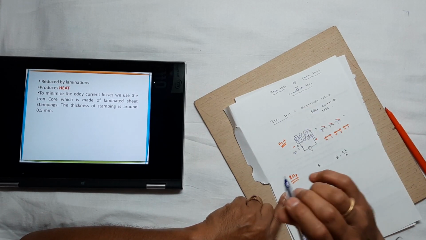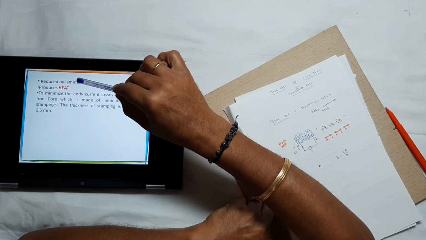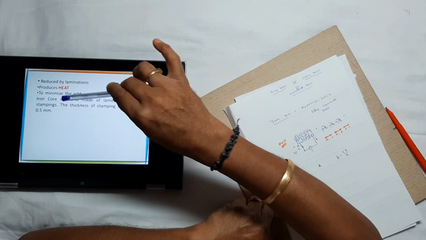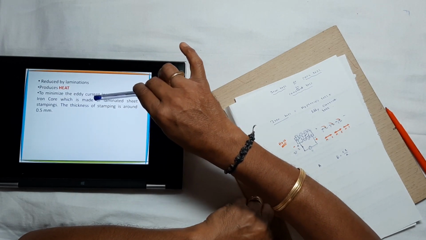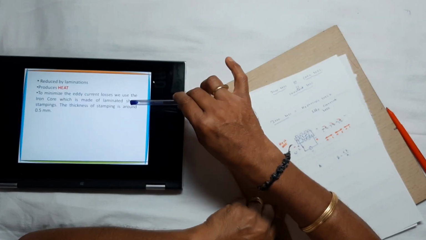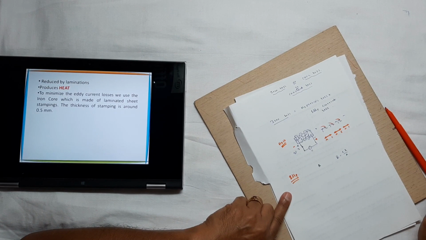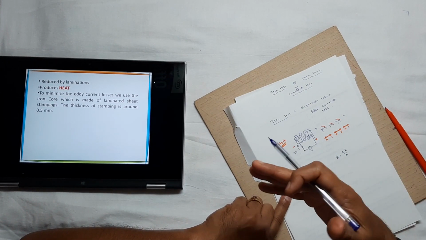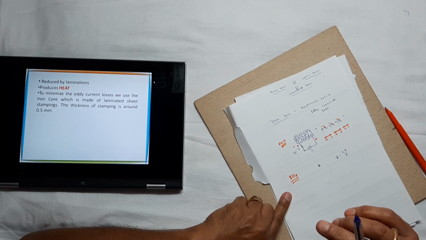These are the constant losses. How to reduce this? It is reduced by laminations. It also produces heat. To minimize the eddy current loss, we use an iron core made up of laminated stampings. The thickness of the stampings here is around 0.5 mm. This is how we use a laminated core so that we can minimize the eddy current loss.